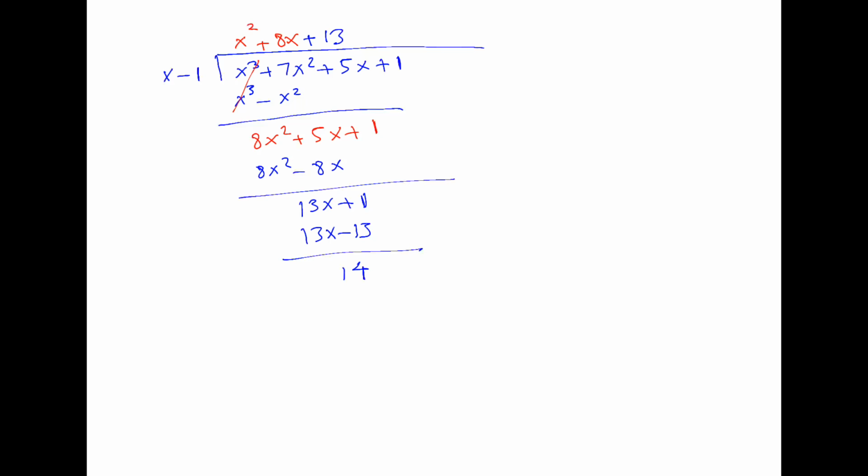The division statement is x^3 + 7x^2 + 5x + 1 equals (x - 1) times (x^2 + 8x + 13), divisor times quotient, plus remainder, which is 14 in this case.